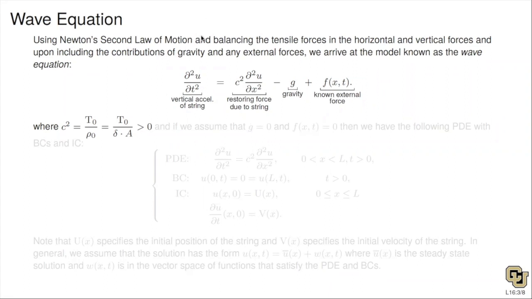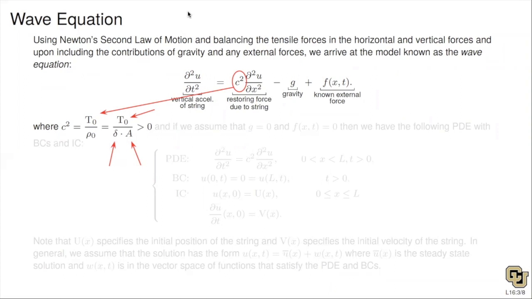And here, this c squared is really what I want to talk about today. If you go back to the derivation, we can show c squared is T sub 0 over rho naught, where rho naught is the linear mass density. So we can show c squared is the tensile force divided by the density times the cross-sectional area. And it's positive, but I want to show you an interpretation.